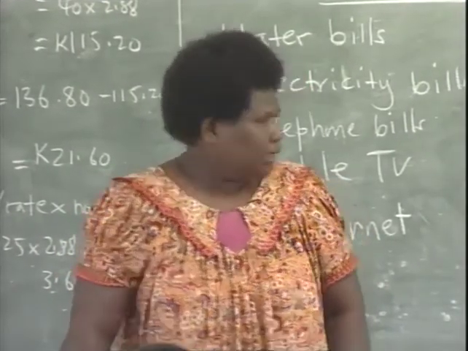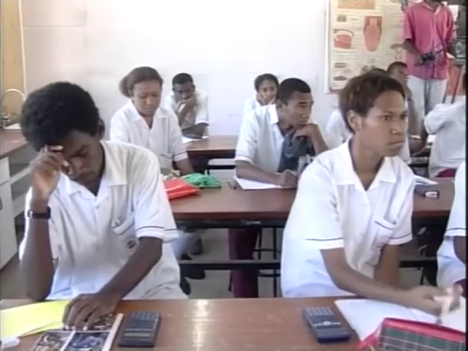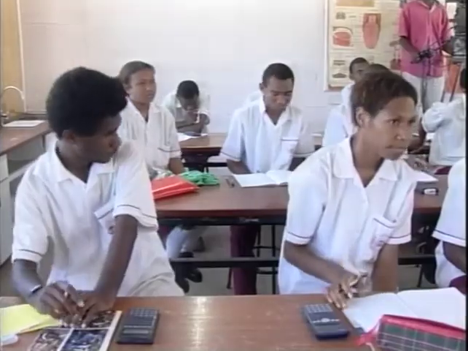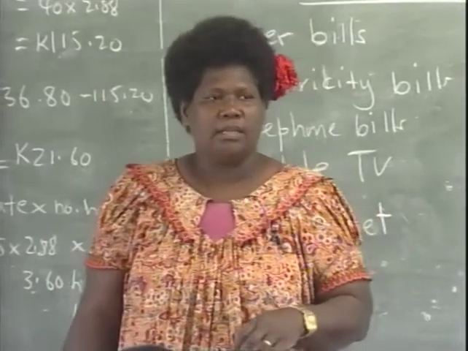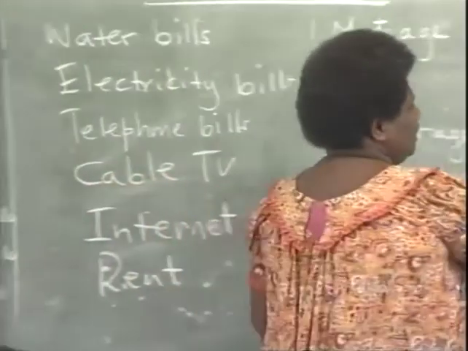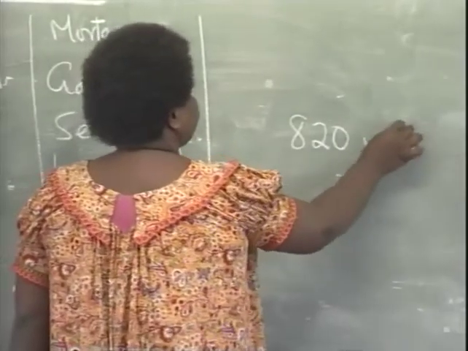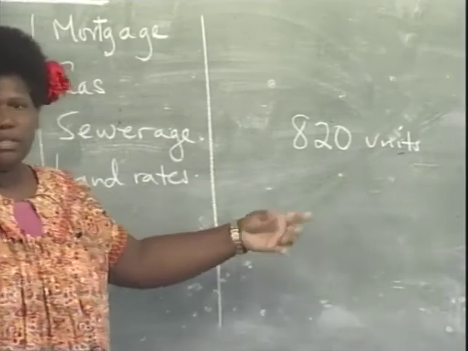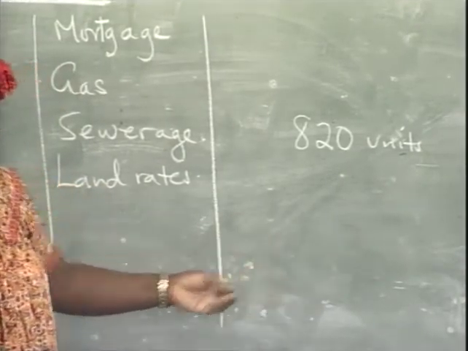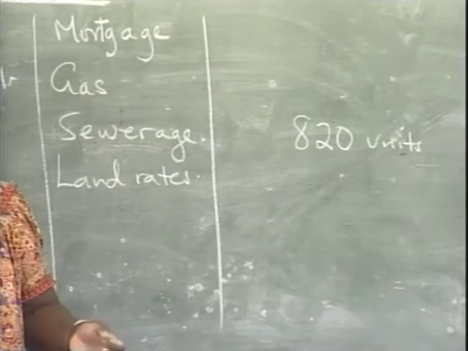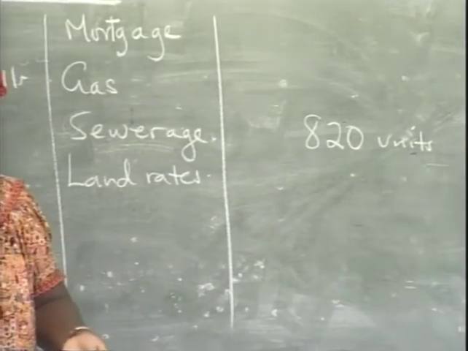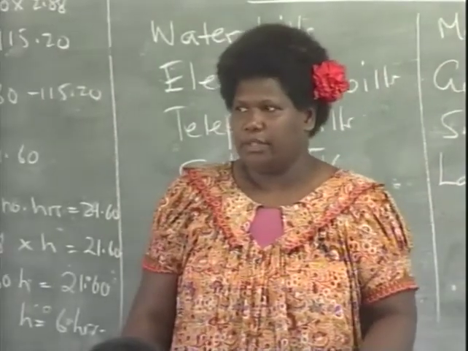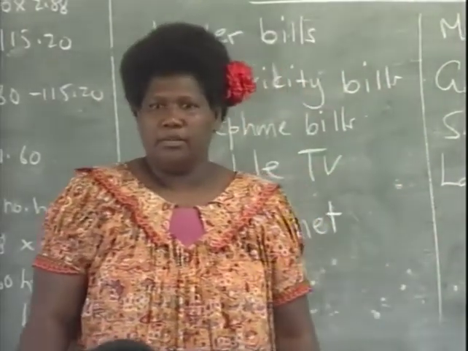Let's say, for instance, if you use 820 units of electricity, like the example I gave on income tax, they will not give a single rate like 20 toya per unit that you use. No, they'll say 20 toya for the first 100 units, then 30 toya for the second 200 units, and then maybe 15 toya for the next how many units?